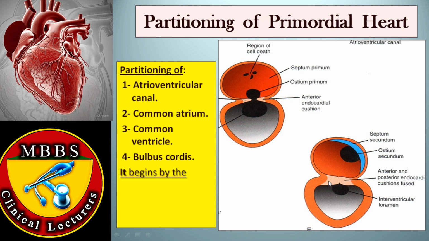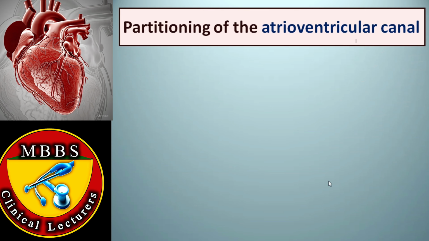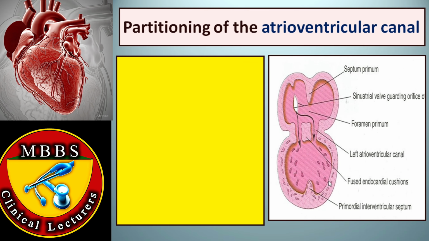So they cause the partial partitioning of a single chamber into two. Okay, so this is the atrioventricular cushion. These are the endocardial cushions. They appear in the dorsal and the ventral wall of the atrioventricular sulcus, and they approximate to each other, fuse in the midline, and divide the two chambers into right flow and the left flow.